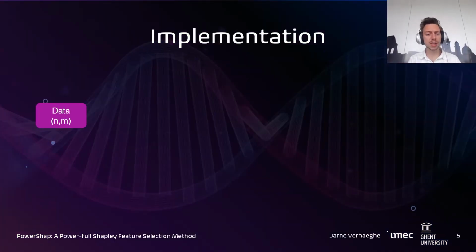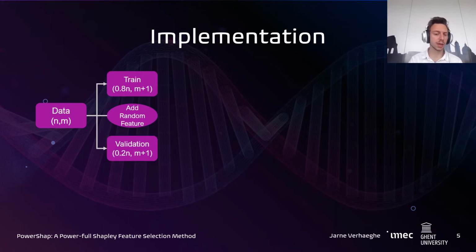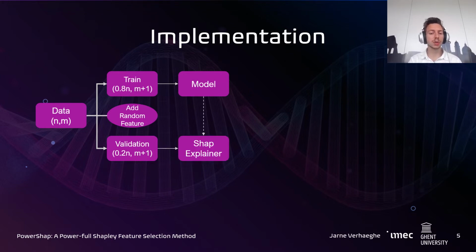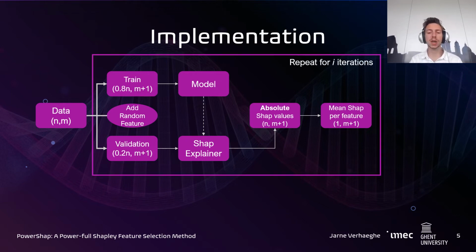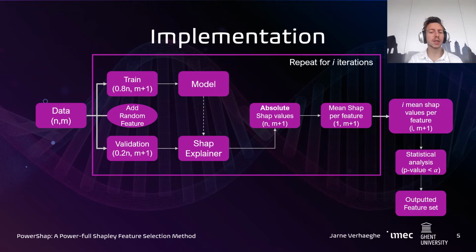Practically, in implementation, we first add a known random feature to the dataset. We then split it into training and validation sets to then train a model, can be any model, and use a SHAP explainer on the validation set to get the SHAP values. And we then take the absolute and then the mean SHAP value per feature. We repeat this for a couple of iterations to get multiple mean SHAP values per feature, on which we then do the statistical analysis to get the final feature set.